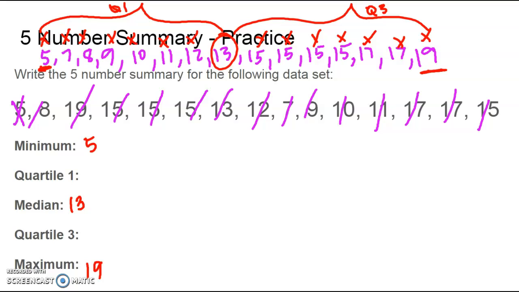So looking between 5 and 12, I want to do the exact same thing that I did to figure out my median, but only through numbers 5 to 12. So I'm going to use blue this time. I'm going to cross off 1 on each side until I get to my median of my lower half of my data. The median of the lower half of my data is 9.